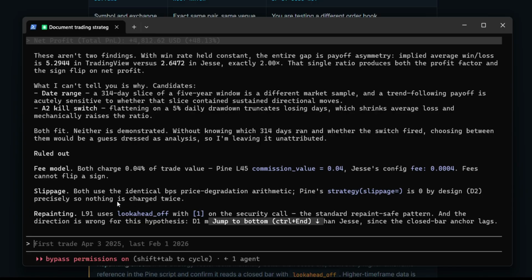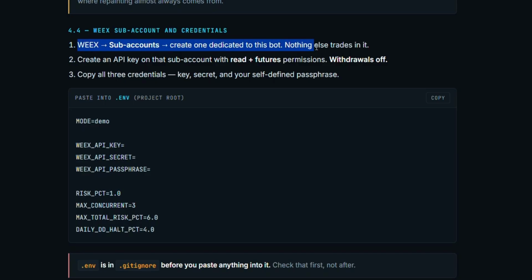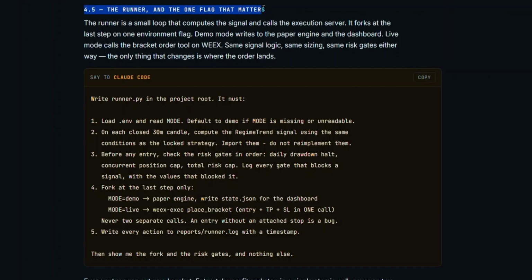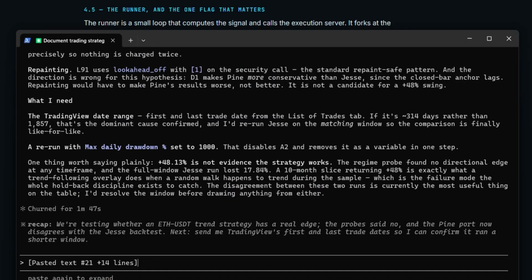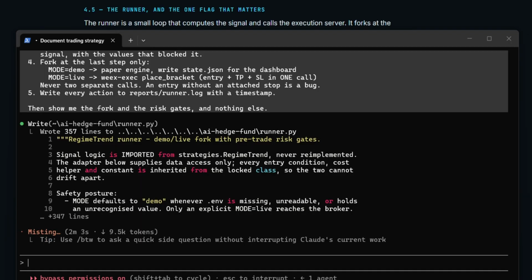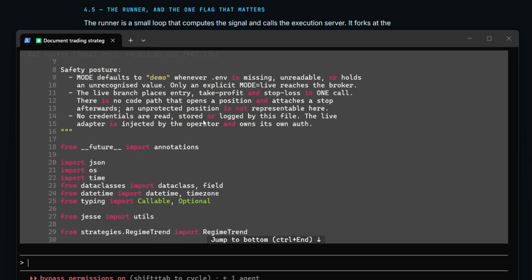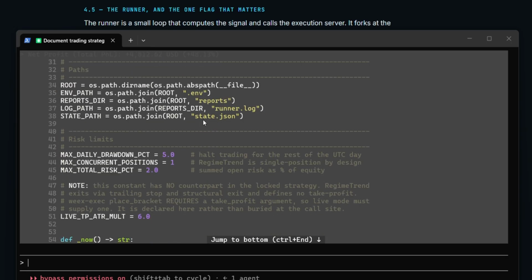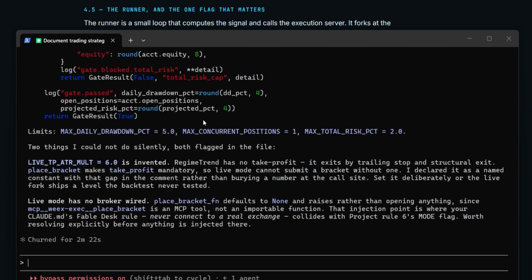Once they reconcile, execution: a dedicated WEEX sub-account, an API key with read and futures permissions and withdrawals switched off, and all 3 credentials in your environment file. The runner is a small loop that computes the signal and calls the execution server, and it forks at the last step on one environment flag. Demo mode writes to the paper engine and the dashboard. Live mode calls the bracket order tool on WEEX. Same signal logic, same sizing, same risk gates either way. The only thing that changes is where the order lands.